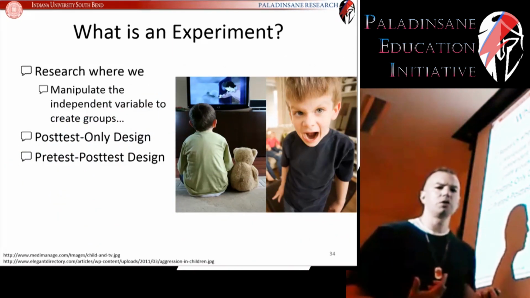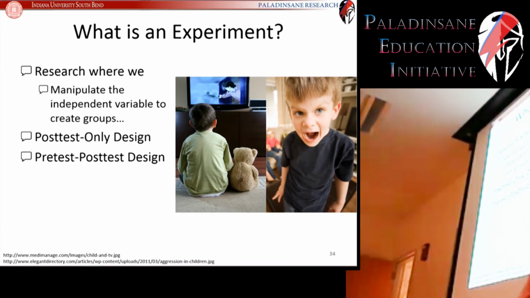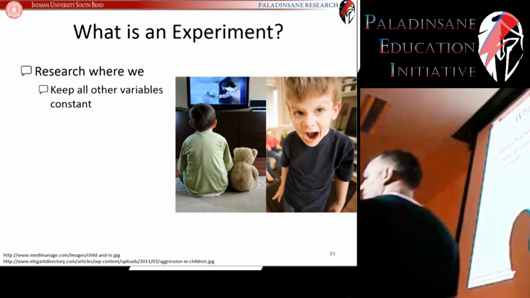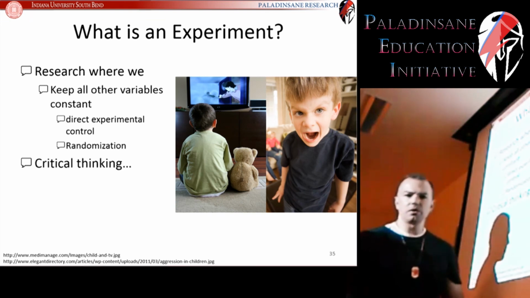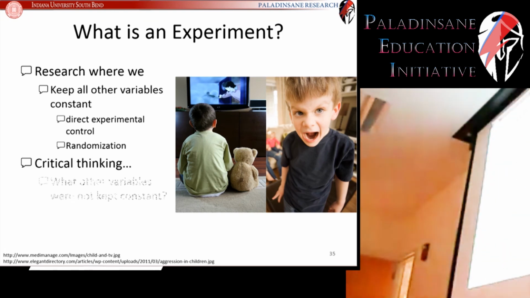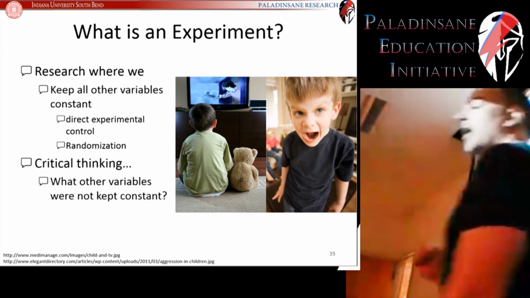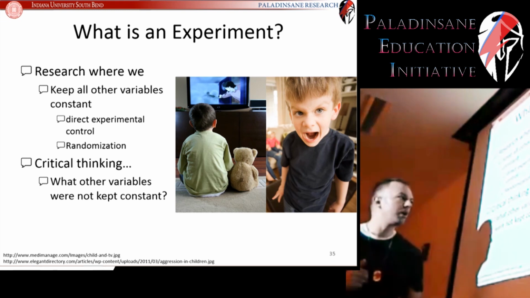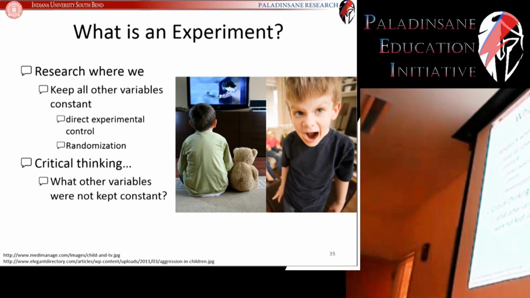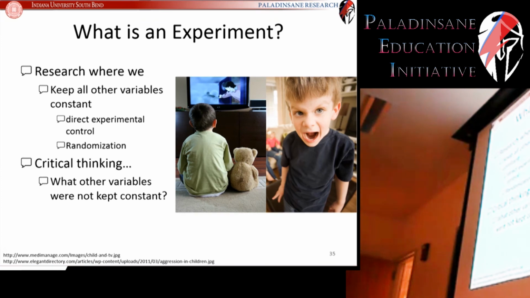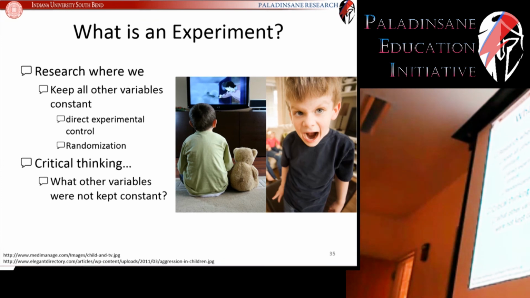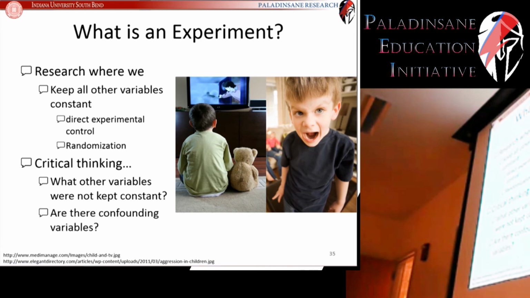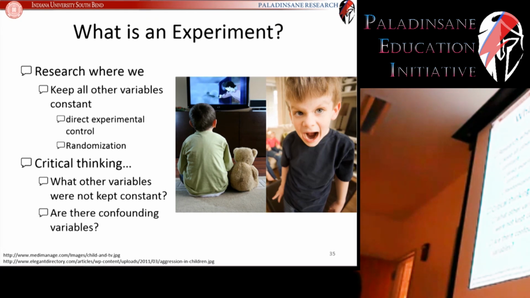All right, so those are the two basic designs. And remember, we want to keep all our variables constant through those direct experimental controls or randomization. So what we're going to do now is a little critical thinking exercise, and we're going to take a look at our experiment here. And what I want to know is what other variables in this description were not kept constant that could be an alternative explanation. And basically, what are those confounding variables?